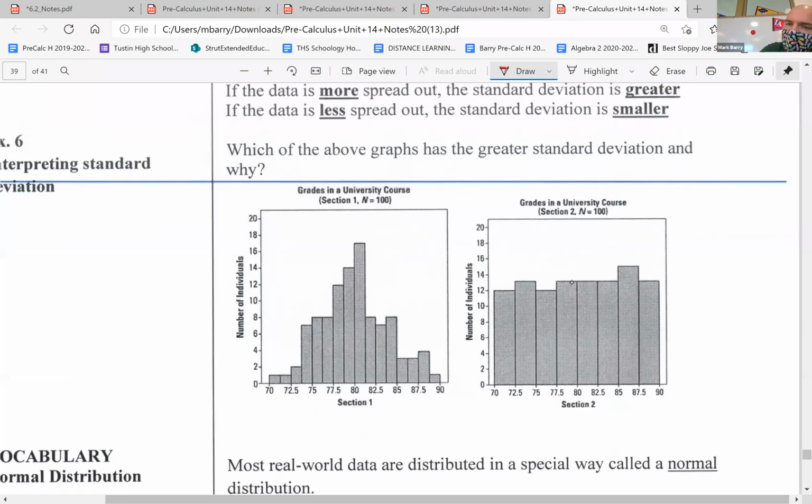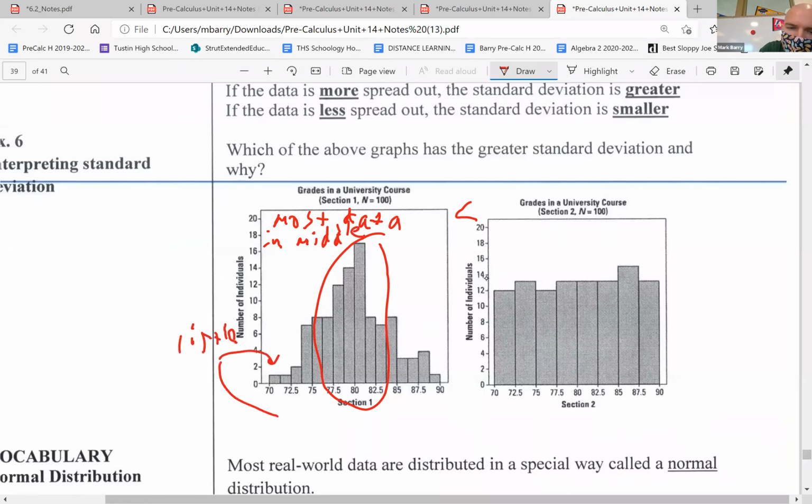So I'm going to say section 2 has the greater standard deviation. So section 1 is less. This one has a smaller standard deviation because most of the data is in the middle. A little data on the outside and a little data on that outside, right?